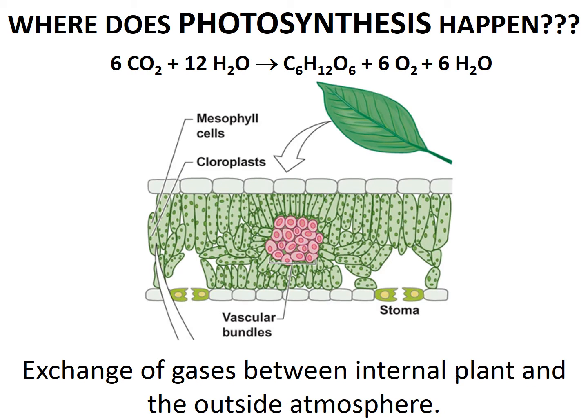Here we see a cross-section of a leaf. We see those mesophyll cells, and we see the chloroplasts inside those mesophyll cells. We also noticed that there are openings from the outside of the plant to the inside of the plant. These openings, or the stomata, allow for the exchange of gases that are required for photosynthesis.